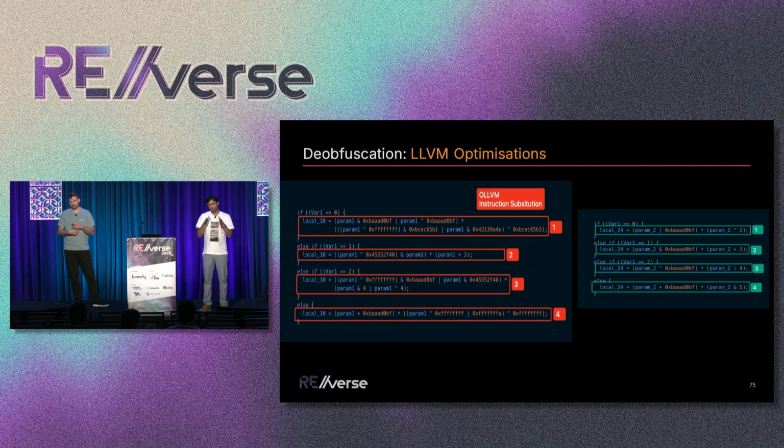We apply OLLVM instruction substitution obfuscation, and we try to solve using the LLVM optimization, no other tool. On the left is the obfuscated one. On the right, you can see all the expressions, we recovered them in the original form.